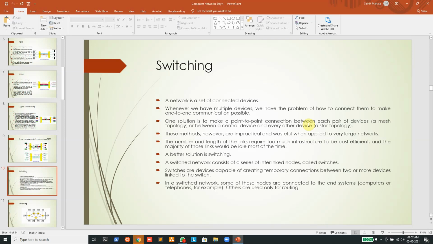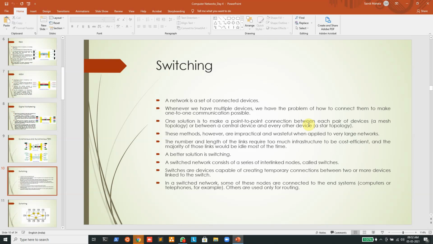A switched network consists of a series of interlinked nodes called switches. Whenever we have a switched network, it will consist of various computers, and between the computers there will be interconnecting devices known as switches. Switches are devices capable of creating temporary connections between two or more devices linked to the switch. How do we do this? We will see in the later half of the slide.